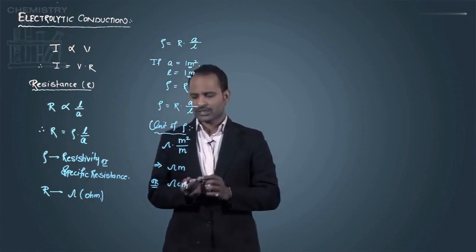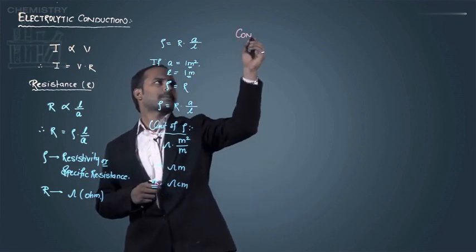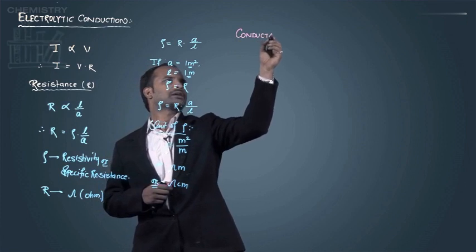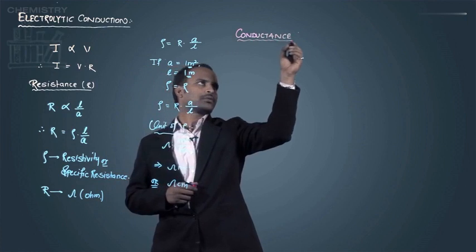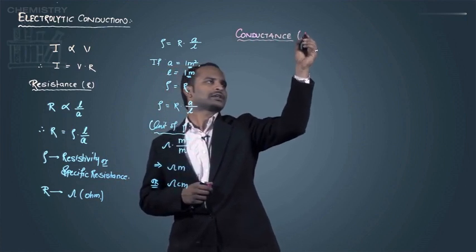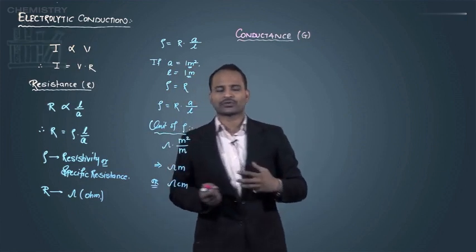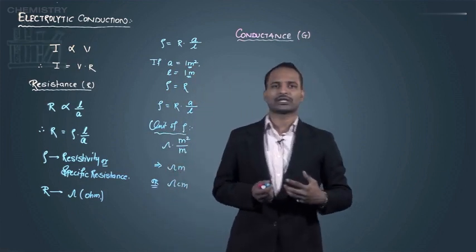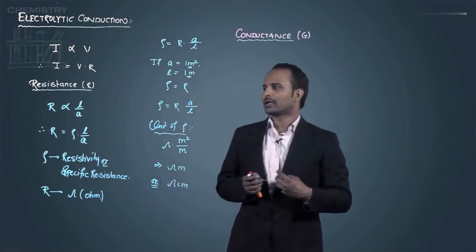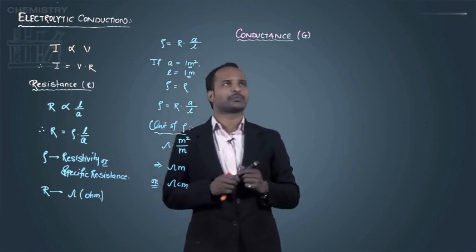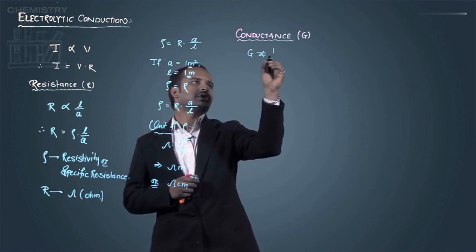Then after the resistance and the resistivity, next we have conductance and conductivity. Conductance is represented by capital letter G. The resistance measures the obstacle to the flow of the current, while the conductance measures the ease of the flow of current. That means it is nothing but the reciprocal of resistance. So G is equal to 1 upon R.